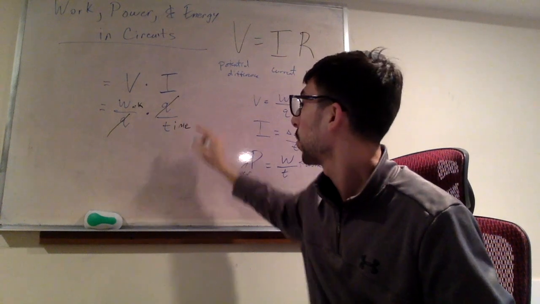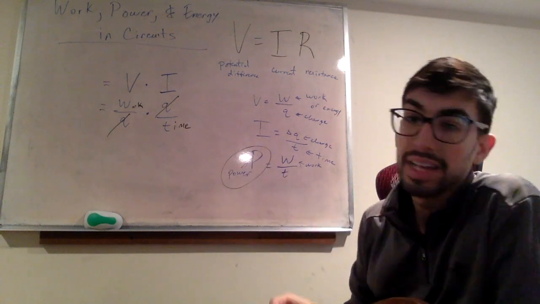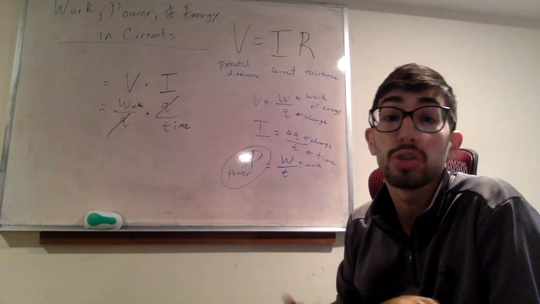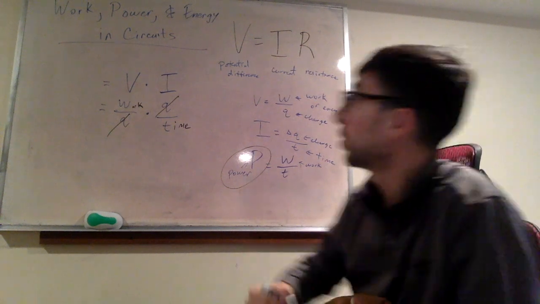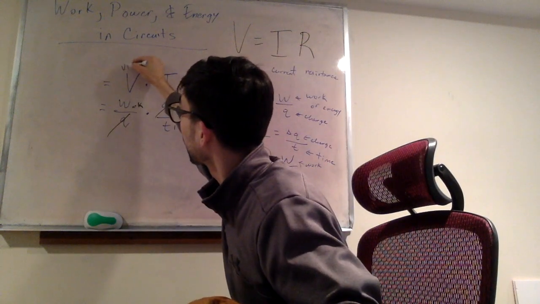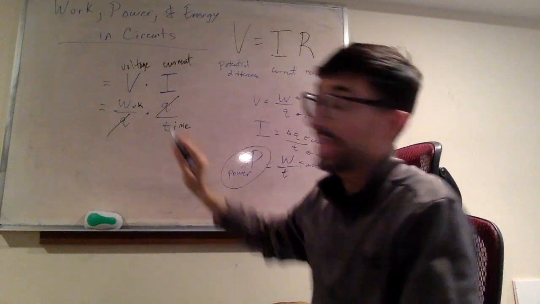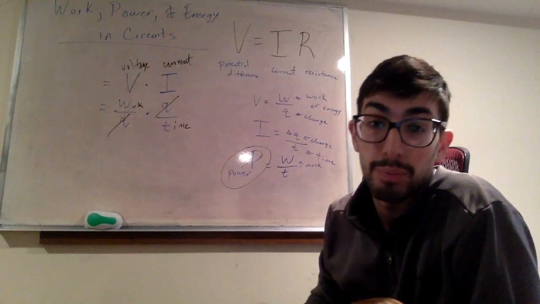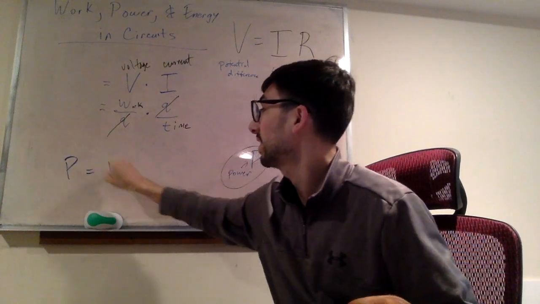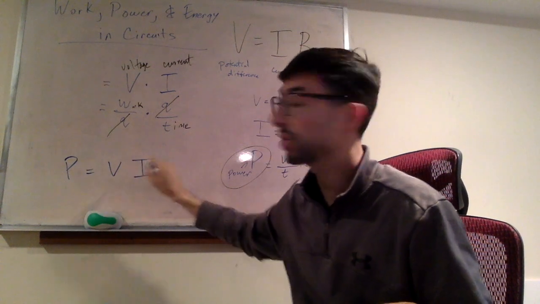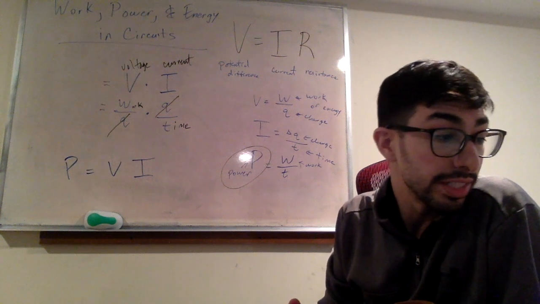Well, what is work divided by time? It's something we've worked with in the past. It's power. So when you talk about electrical power, which is measured in watts, it's the work per unit time. It is your voltage, or your potential difference, times your current. So this brings us to another fundamental equation, a very important equation in physics, and that is power is equal to voltage times current. P equals VI. Power is equal to voltage times current.